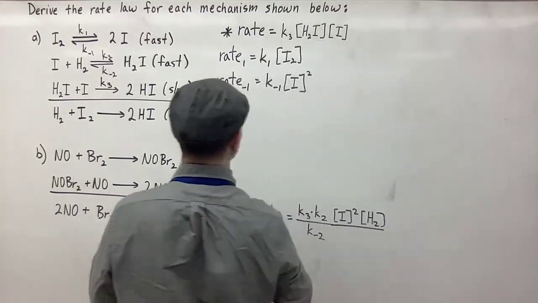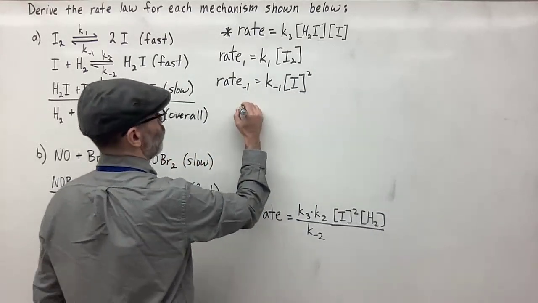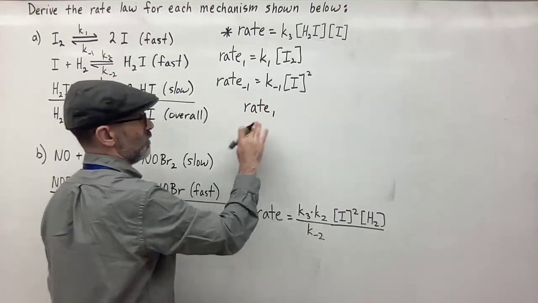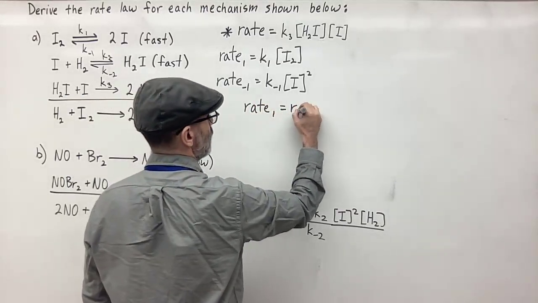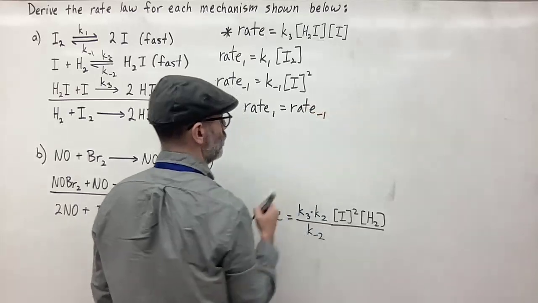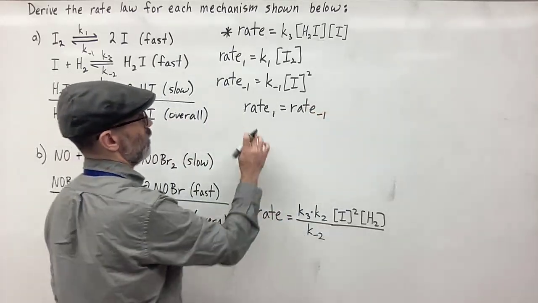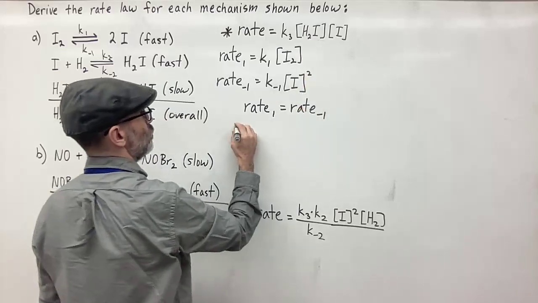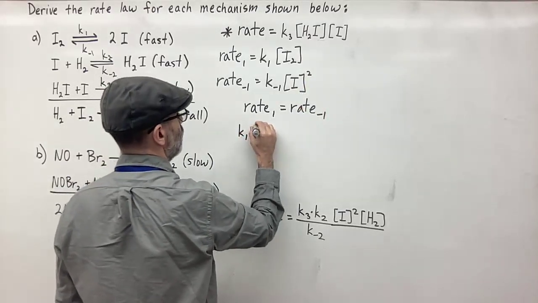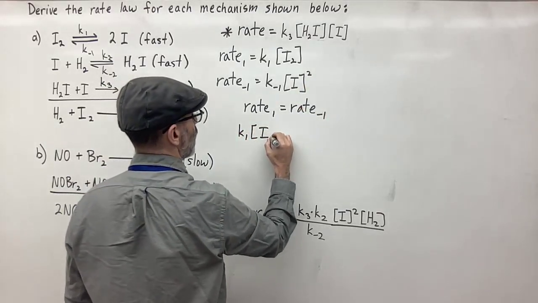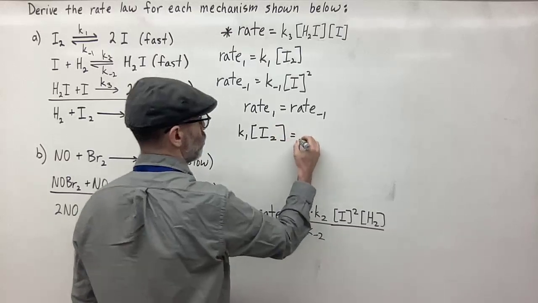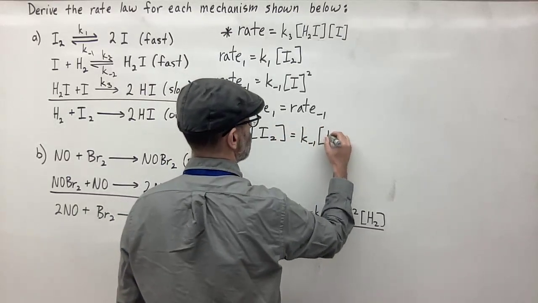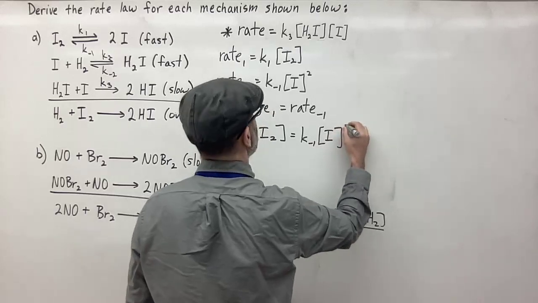Now look here. Since it's in equilibrium, the rates are equal. So the rate of the forward reaction of step 1 is going to be equal to the rate of the reverse reaction of step 1. So if these are equal, then we're going to substitute in K1 times I2 equals k minus 1 times I squared.